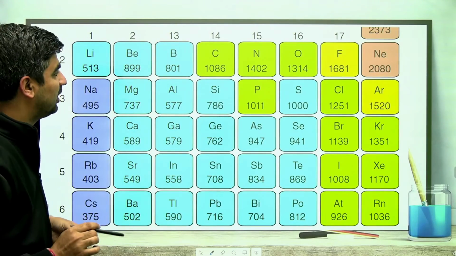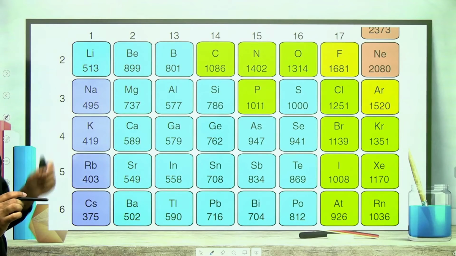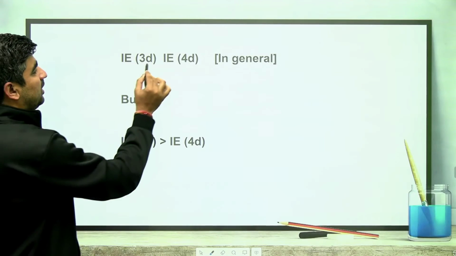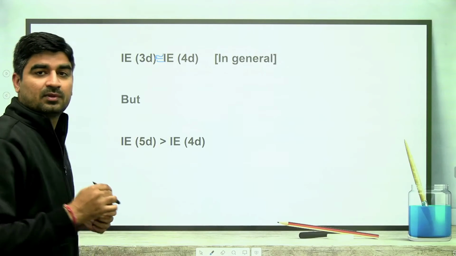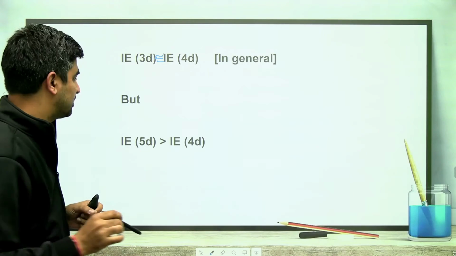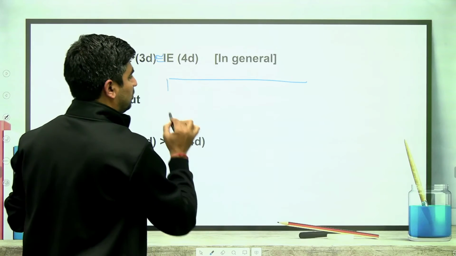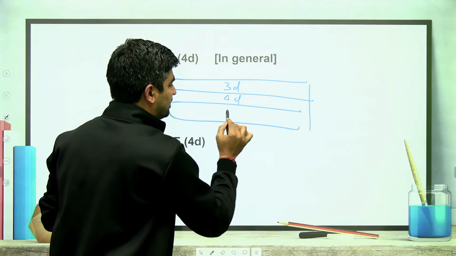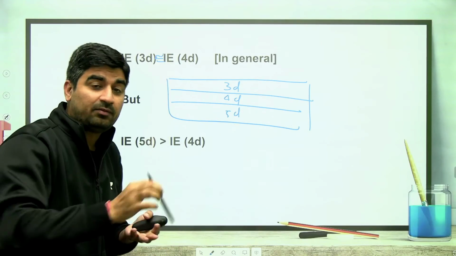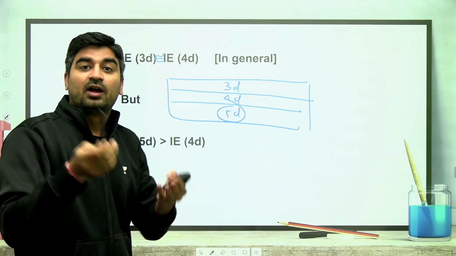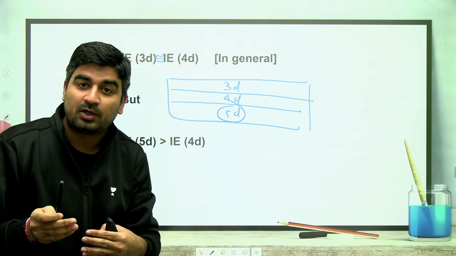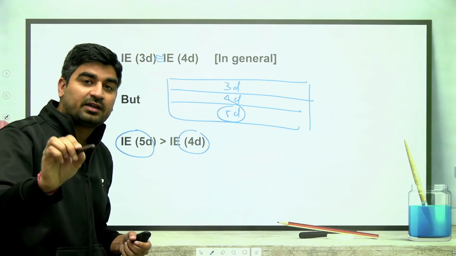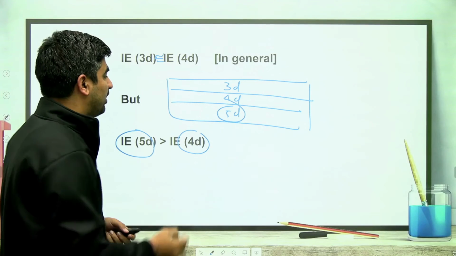Now let's start with the d block. Take a screenshot of it. All ionization energies are in kilojoule per mole. Normally 3d and 4d have almost equal energy, but when I talk about the transition series, this is 3d, this is 4d and this is 5d, right? 5d should be greater in size, so ionization energy of 5d elements should be low, but it is greater. Ionization energy of 5d elements is greater than 4d elements. Why? Now I will tell you.